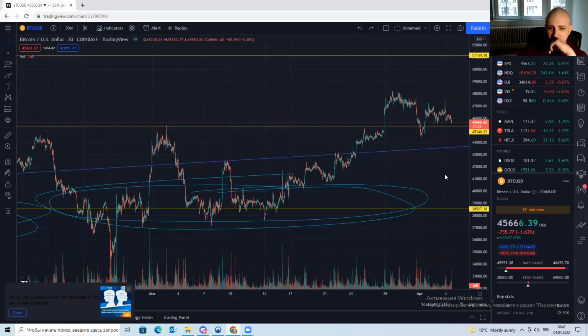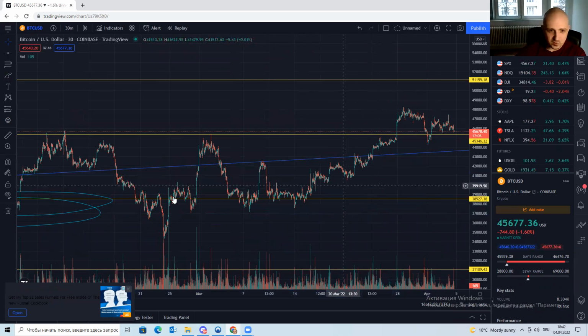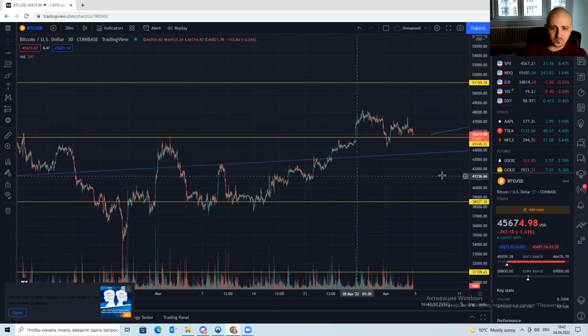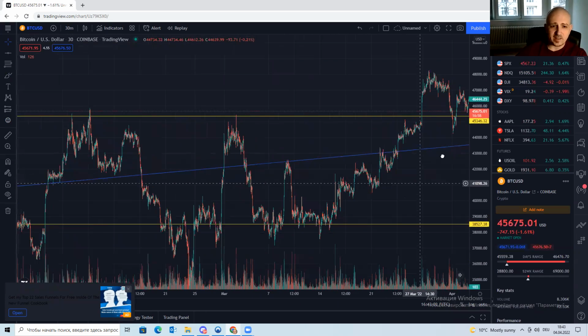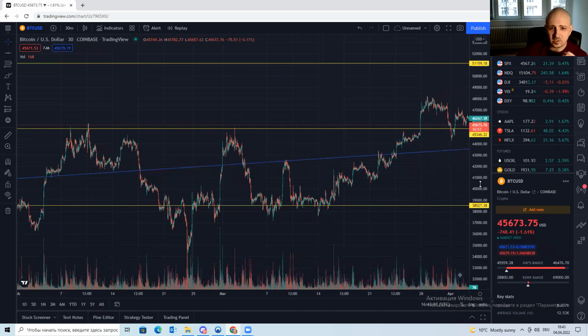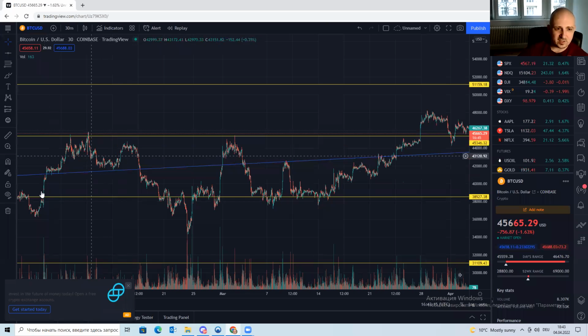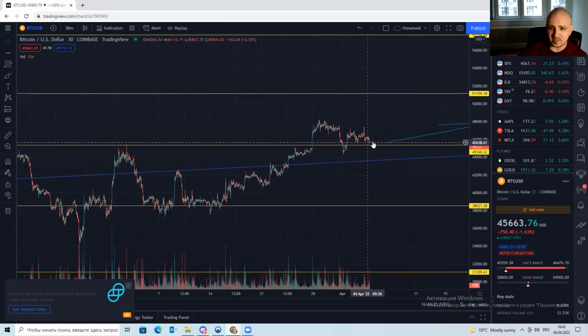Okay, so let's zoom out. Oh, wait, let me delete all the stuff, all these drawings. And let's zoom out, right? Now we zoom out more, okay? And now we can see it bounces from this line to this line. You see, bounce here and there, and now it breaks this line and it's now on this kind of line.